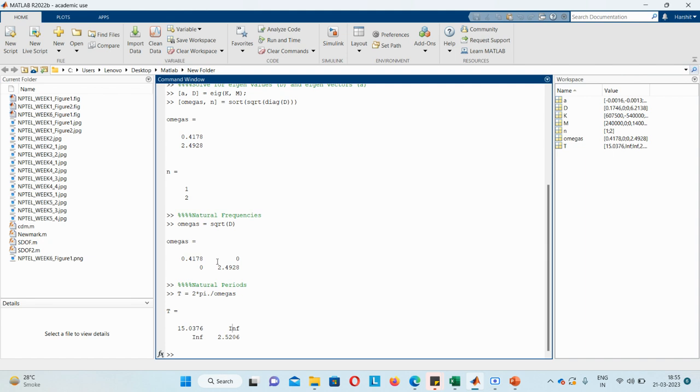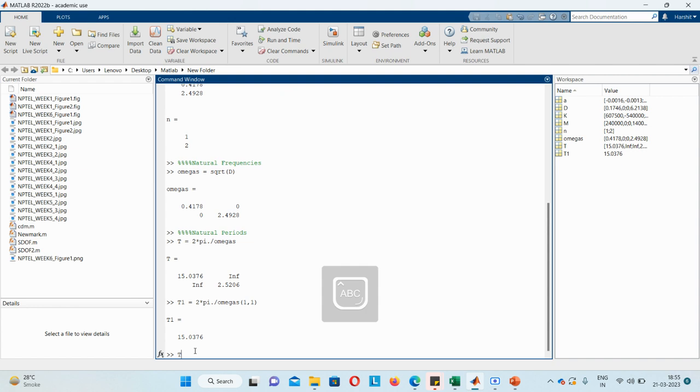Why are these values coming infinity? Because here omega is zero. Okay, so t1 is nothing but 2 pi by omegas 1,1, and t2 is nothing but 2 pi by dot star omegas 2,2. I solved it using two techniques so that you can understand what response we are getting and how we can read those responses.